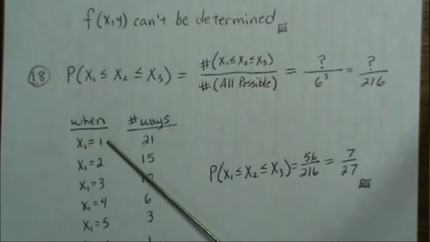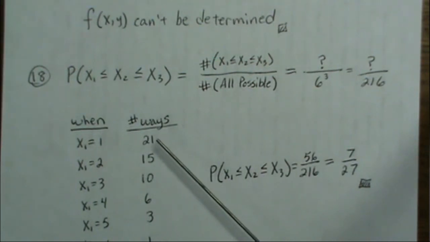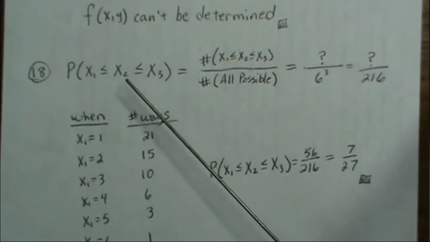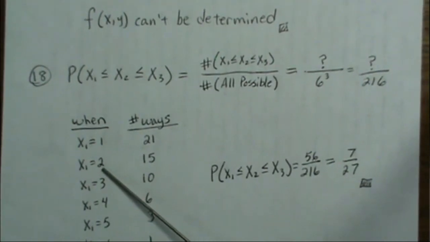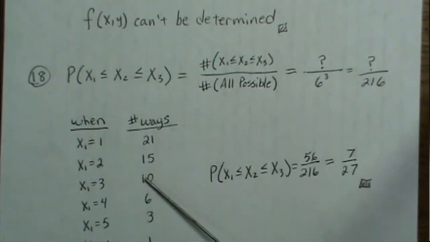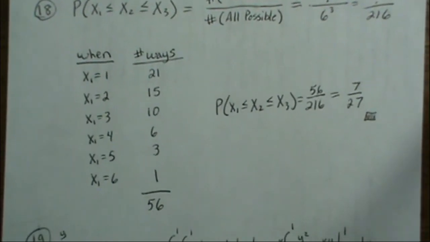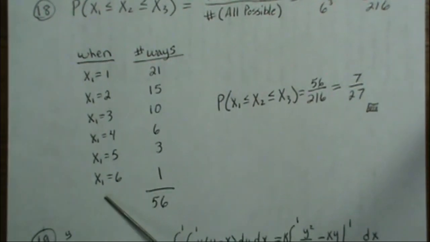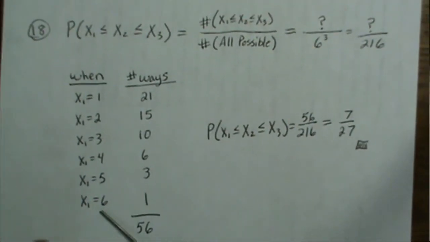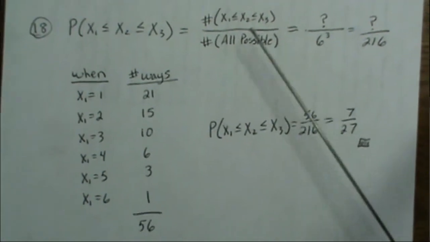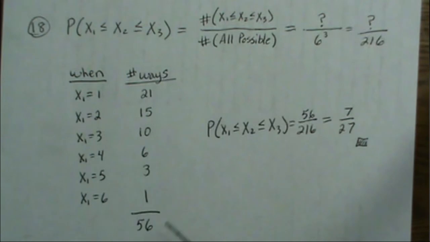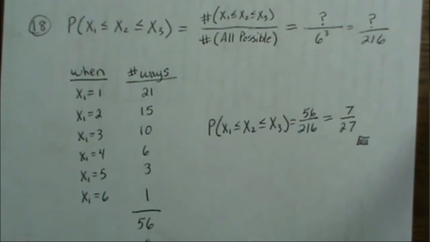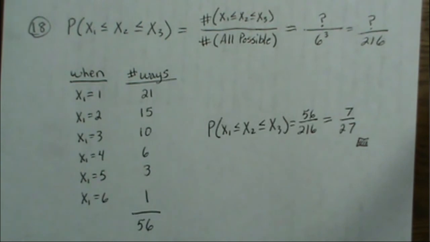Let x1 equal 1, and you can find that there are 21 ways to choose x2 and x3 to satisfy this. When x1 is 2, there are 15 ways, then 10, and all the way down to when x1 is 6, there's only one way to satisfy this, and that's they're all 6s. If we add up the number of ways we can have this relationship, which is 56, the answer is 56 over 216, which reduces to 7 over 27.